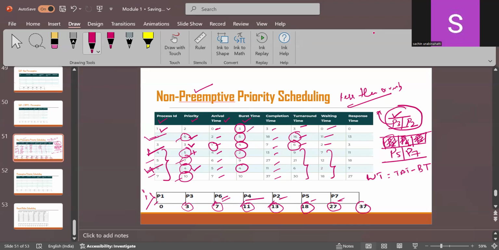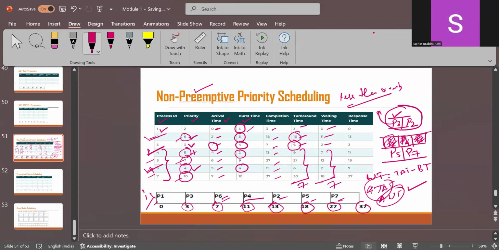The question might be asked, calculate the average turnaround time and average waiting time. So how to calculate this? Sum of all turnaround times divided by 7 and sum of all waiting times divided by 7. You will get the average turnaround time and average waiting time. So this is how you will be calculating them.